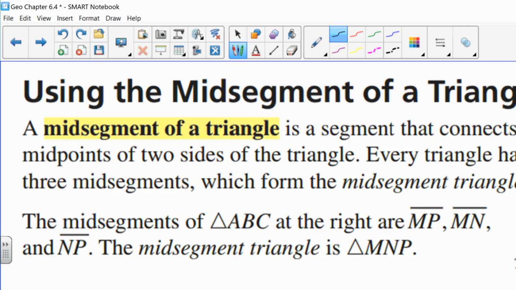What's on the agenda today? Mid-segments. Today we are looking at the mid-segments of a triangle. Now there are three mid-segments in a triangle, and a mid-segment is a line that connects two midpoints of a triangle together. There are three midpoints of a triangle, so there are three lines that will connect those midpoints together.